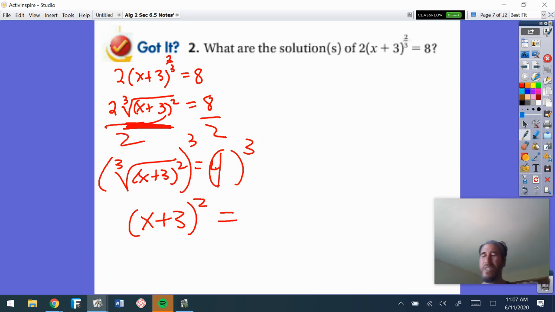Now 4 to the 3rd, we should know what that is. Like the other one, it was like 8 to the 5th. That's just enormous. But 4 to the 3rd is 64, so I'm going to simplify that. If you didn't want to, you wouldn't have to. But now I've got to get rid of that 2, and that 2 is a power.